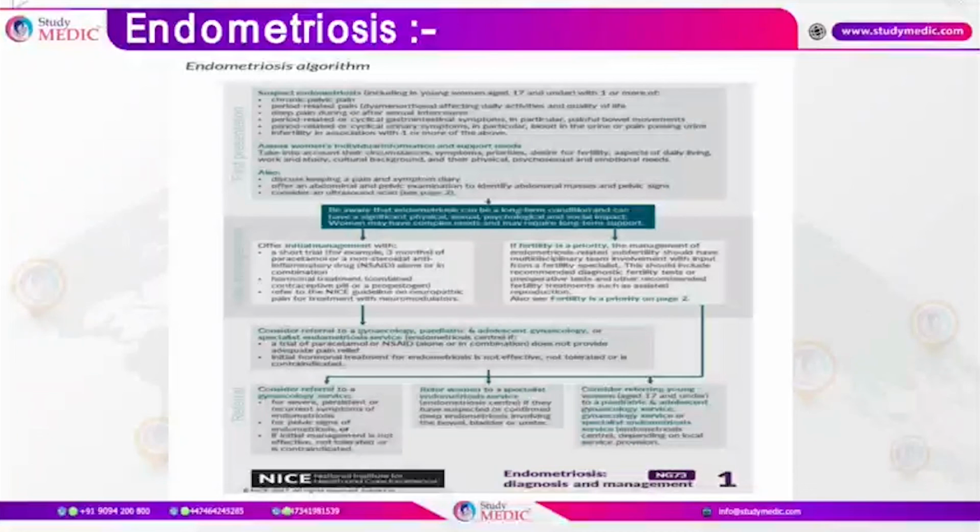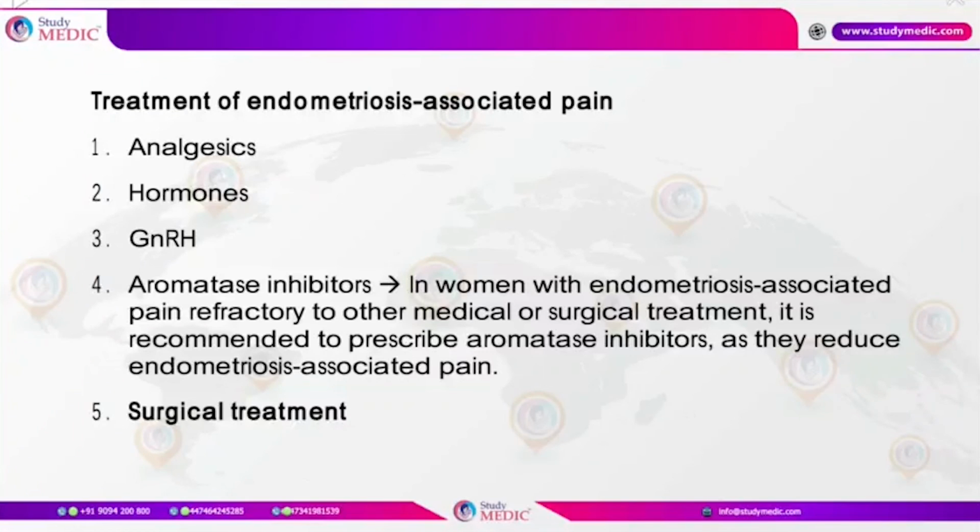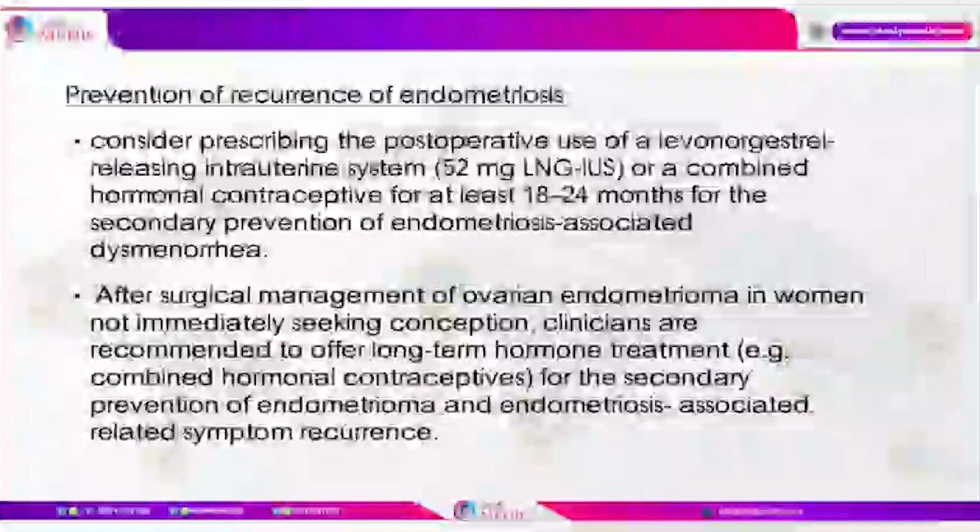Endometriosis is a very important topic. The guidelines are very vast, but in endometriosis you should understand how it should be treated: by means of analgesics, hormones, and gonadotropin releasing hormone. It can also be treated with an aromatase inhibitor, specifically in a woman with endometriosis associated pain which is refractory to medical and surgical treatment; it is recommended to prescribe an aromatase inhibitor as it decreases endometriosis associated pain. And the last modality is surgical.